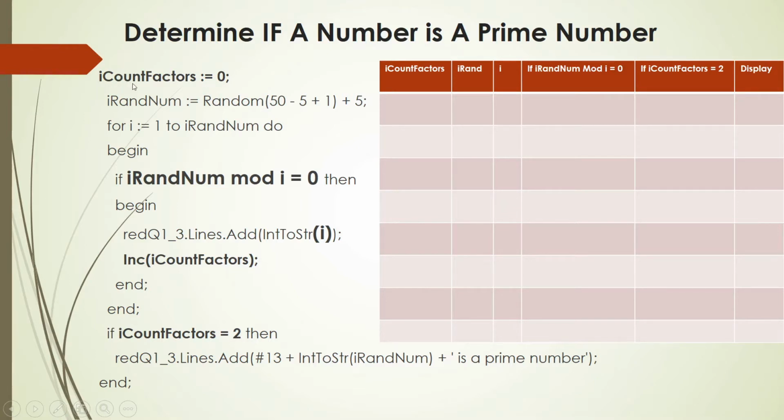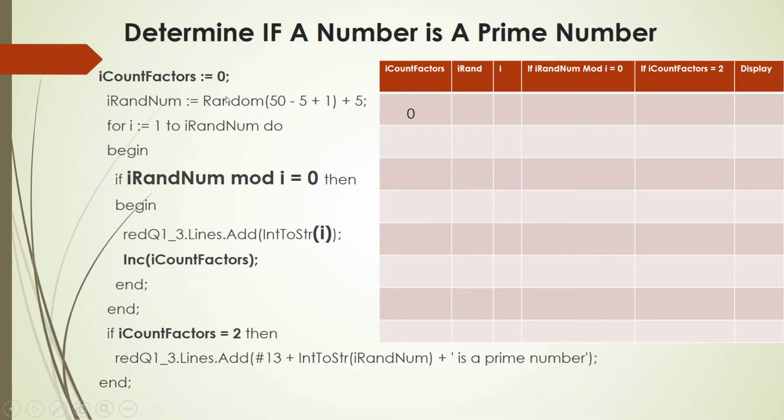So I'm going to create a counting variable to count the factors. I created and initialized iCountFactors, and I initialized it to 0. So on my trace table, iCountFactors is initialized to a value 0.